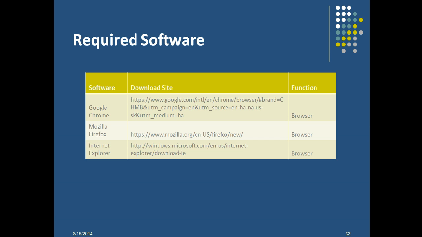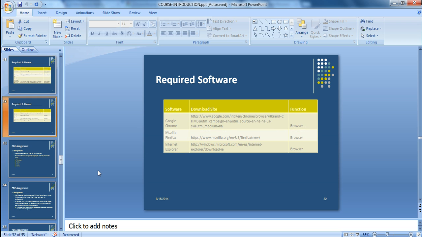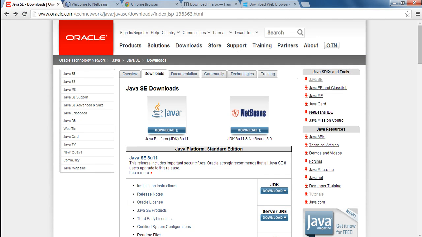Okay, so now assuming you have these 3 browsers installed, the next step is we're going to go out to that Oracle website that I showed you the URL for before. And by the way, I will provide you with all of these URLs. We're going to start off by going out to this Oracle website and downloading the Java Development Kit. Again, we need the Java Development Kit in order for NetBeans to function properly.